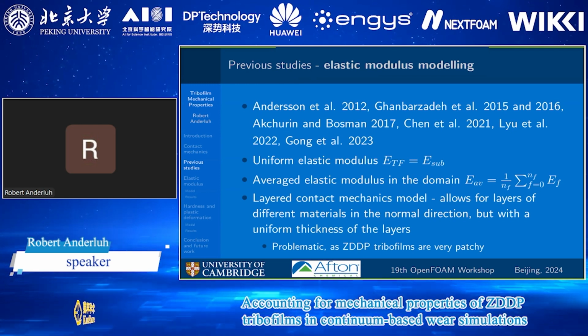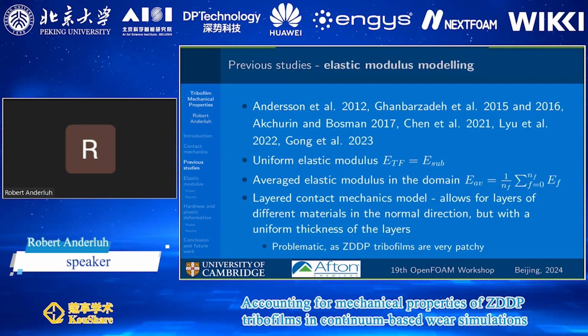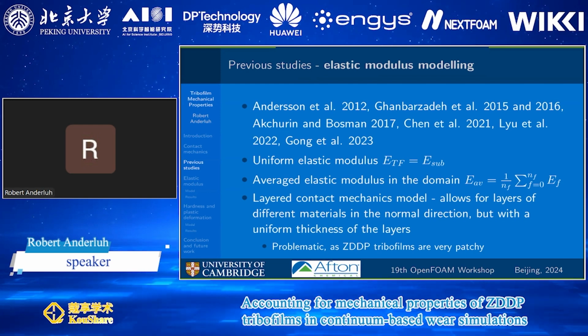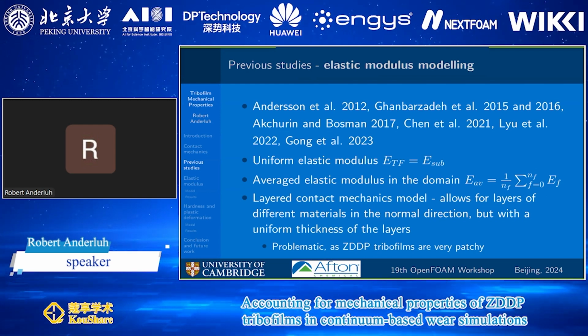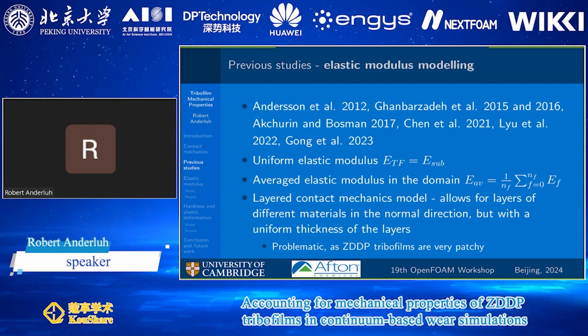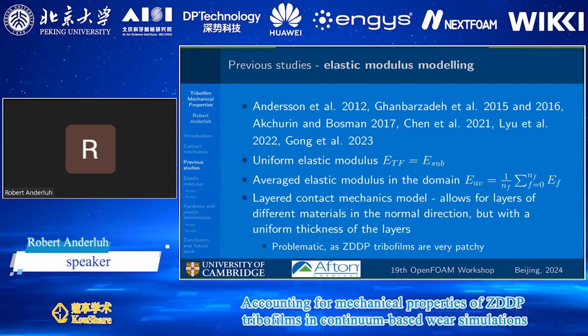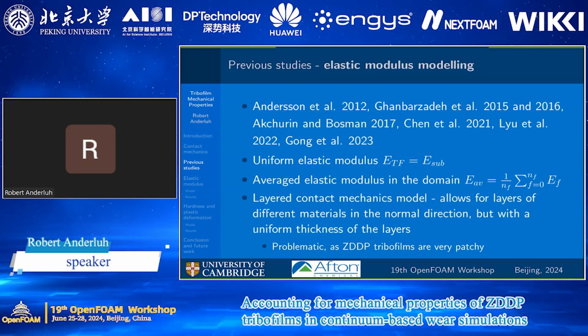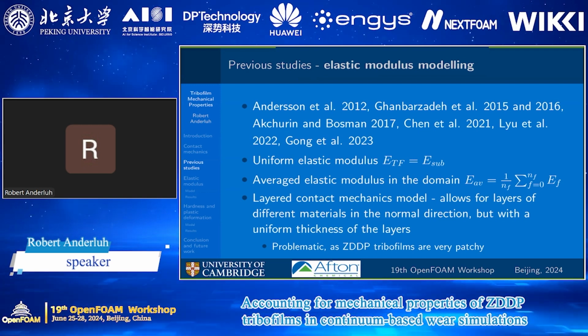Another solution used by people is a layered quantum mechanics model, which allows for layers of different materials in the normal direction of the contact, but with a uniform thickness of the layers. So this is not ideal because ZDDP tribofilms are very patchy, and this is an assumption we don't really like in this case. I'm talking about the uniform thickness of the layers.